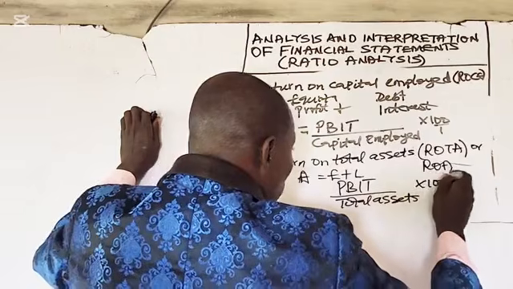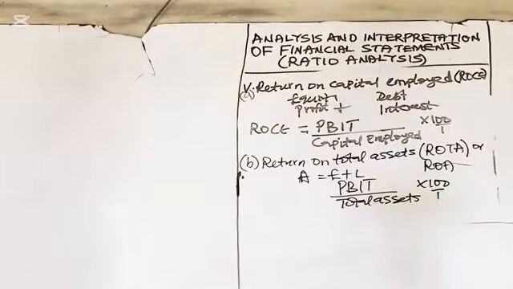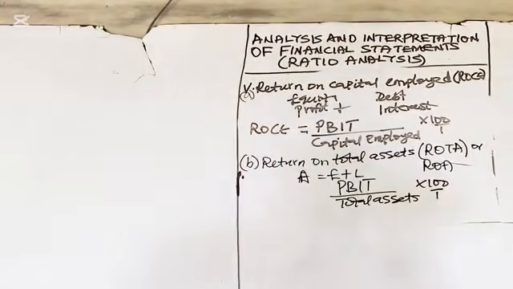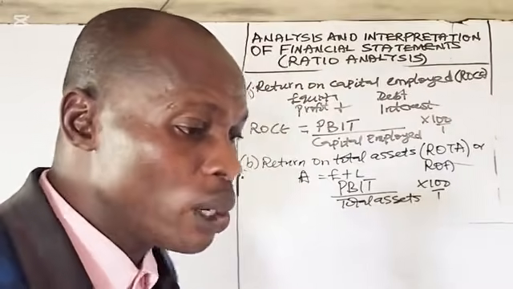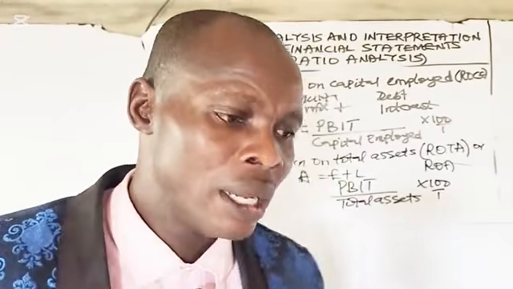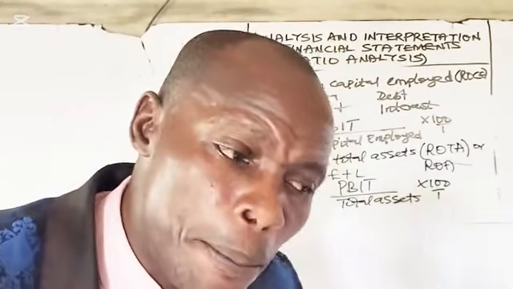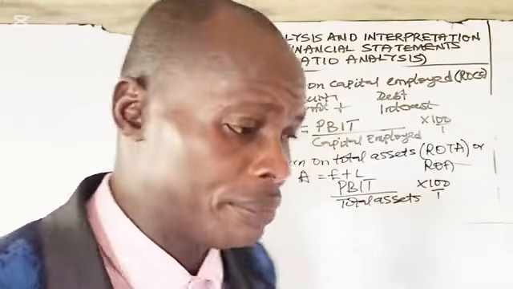Where you have to calculate return on total assets, I want you to note that this capital employed has two legs. There are two legs to ROCE. Remember, I told you earlier that return on capital employed is a financial metric that measures a company's profitability and efficiency in using its capital.